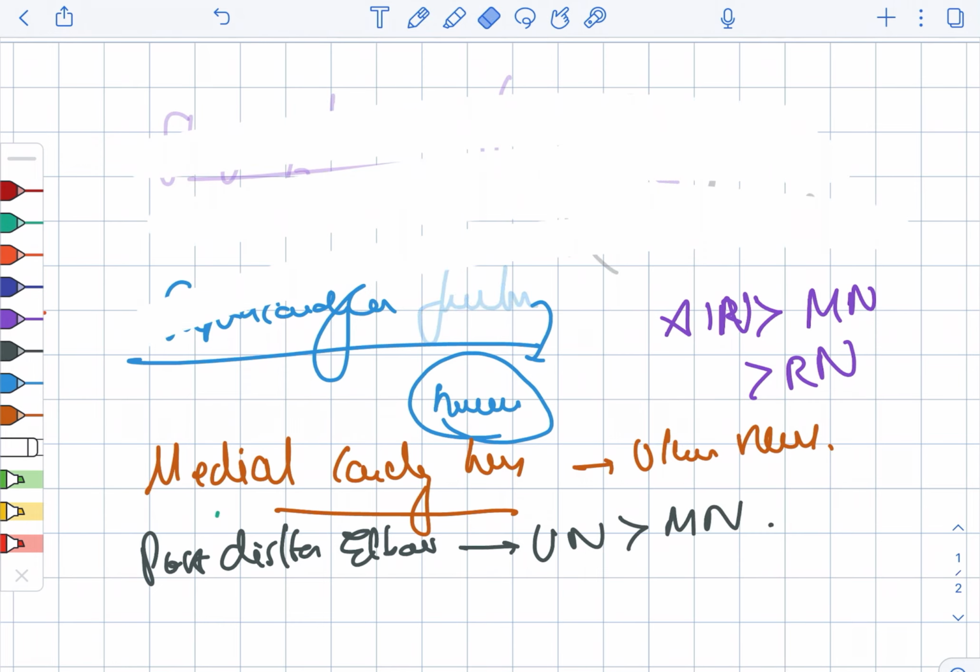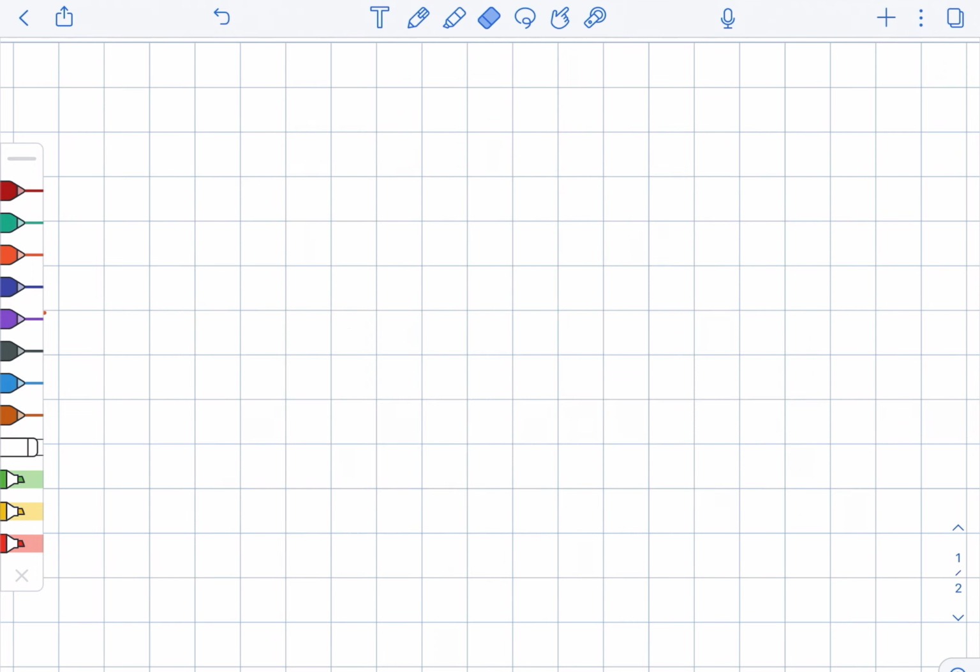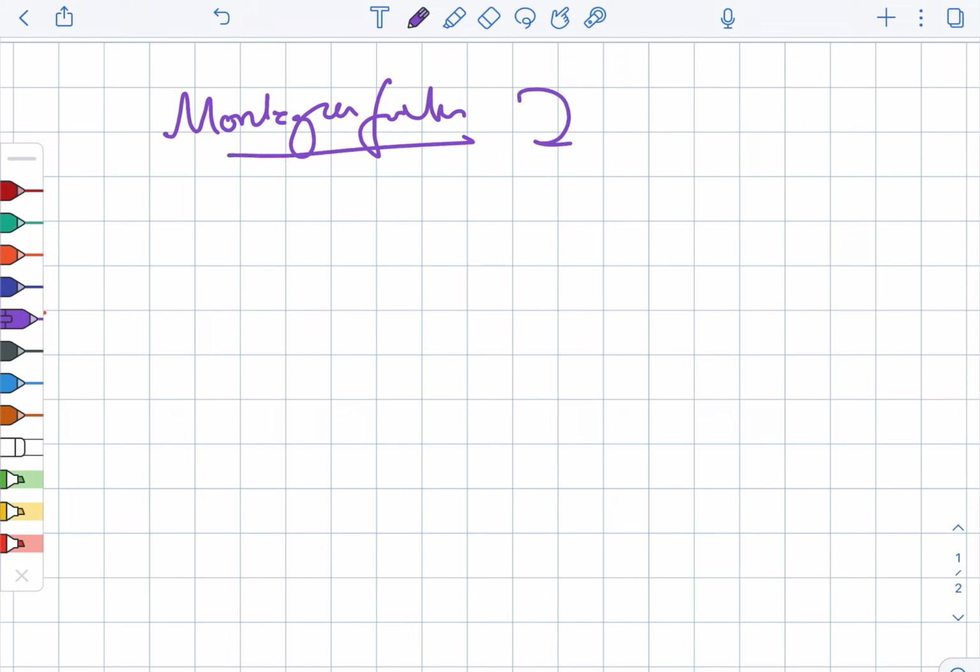Now, looking at the Monteggia fracture. In Monteggia fracture, what is involved is the PIN, that is the posterior interosseous nerve.